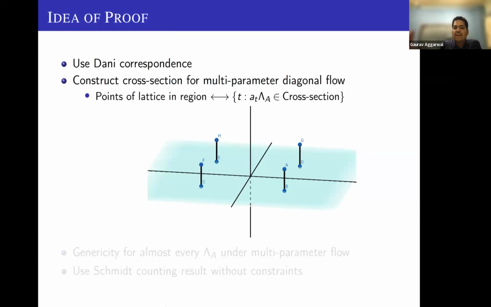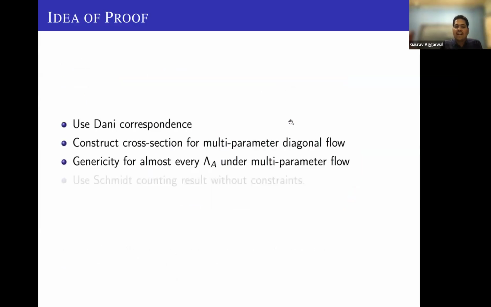By constructing a cross section, we will observe that any point in this space exactly corresponds to a time t, so that the lattice, when we flow it under this multi-parameter flow, will hit this cross section. The third step is proving that under this multi-parameter flow, almost every lattice is actually generic.